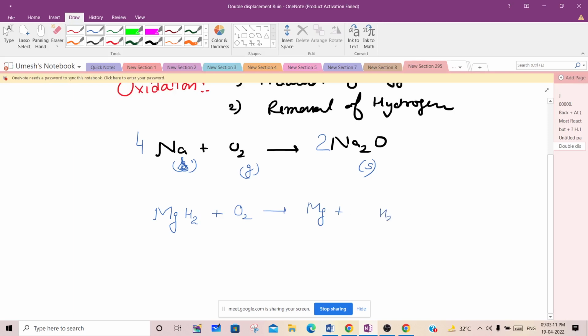Removal of hydrogen is also oxidation. Can you see that? From the magnesium hydride, hydrogen is removed, and this is called oxidation, either addition of oxygen or removal of hydrogen.